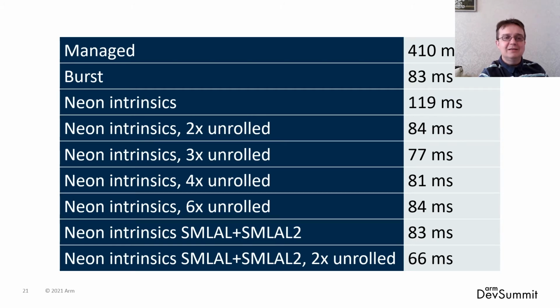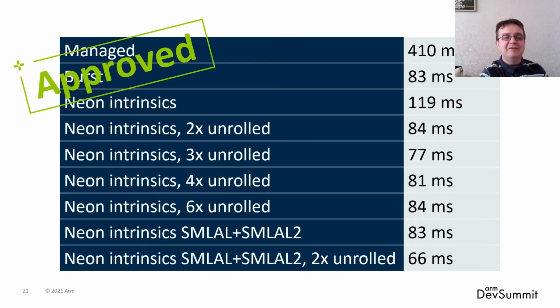The more unrolled variants are at least as performant as bursted code, and that's great. I tried it out on a few phones, and I must say the performance of the unrolled options varies from device to device, so use it with caution. The short and elegant smlol2 variant has about the same performance, and the too wide unrolled smlol2 variant takes only 66 milliseconds to complete. It is about 20% faster than what Burst has to offer.